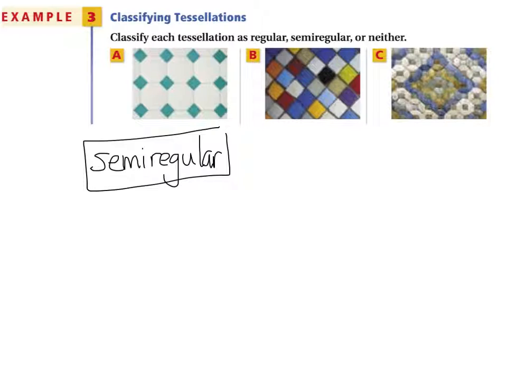Now in B, we only have squares. Squares are regular because it's a regular quadrilateral. So the tessellation, since it's one regular shape, is regular.